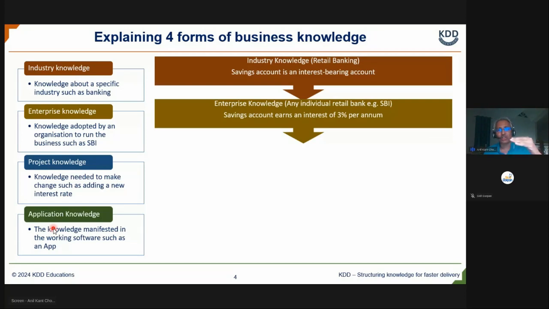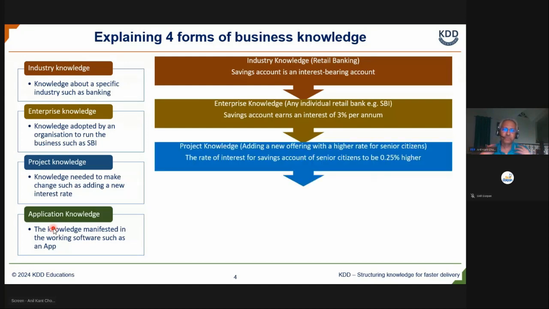So a saving account is an interest-bearing account. That's industry knowledge. But how much that interest is, that is enterprise knowledge of that particular enterprise. Now let's assume the same bank is taking it further. They want to create a new class of offering, SBI for example here, for senior citizens. And they decide that for senior citizens, we will give them 0.25% more.